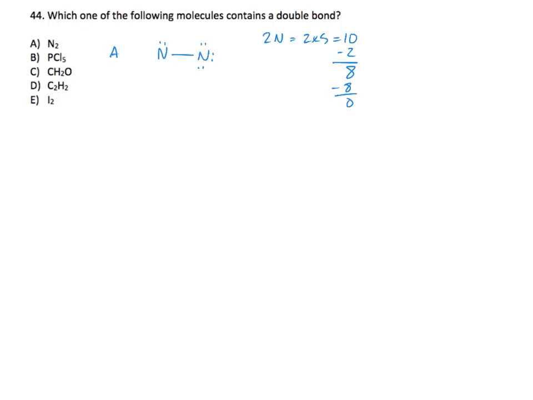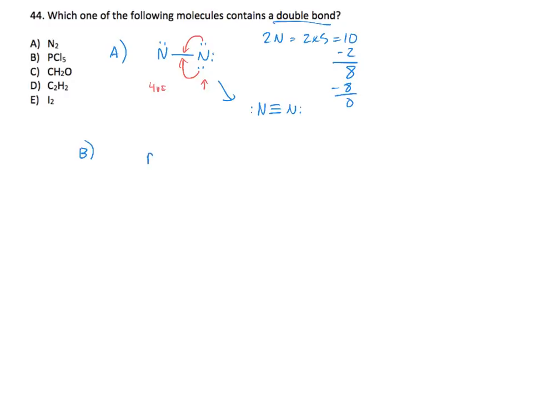Now we check to make sure everything has a full octet, and if it does not, make multiple bonds. The nitrogen on the right is actually okay, but the one on the left only has 4 valence electrons. So it needs 2 more, and the way we give it 2 more is by forming multiple bonds, bringing electron pairs down from the neighboring atom. So we can take 1 down from here, 1 down from here, and we end up with nitrogen with 3 bonds and 2 lone pairs, 1 on each nitrogen. That is a triple bond, which is not a double bond. So A doesn't work.